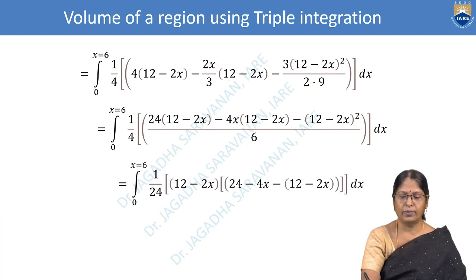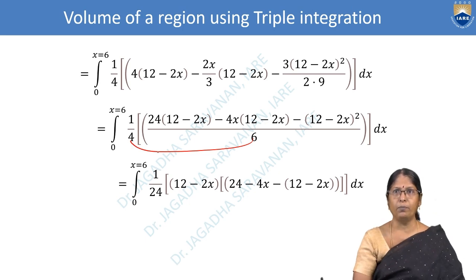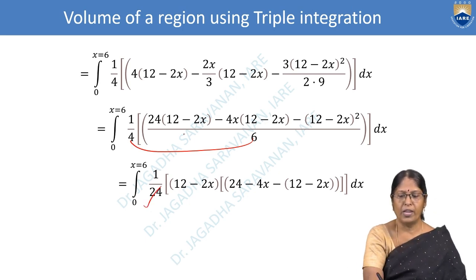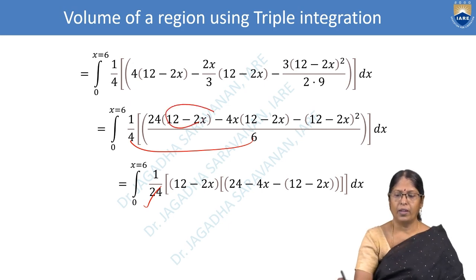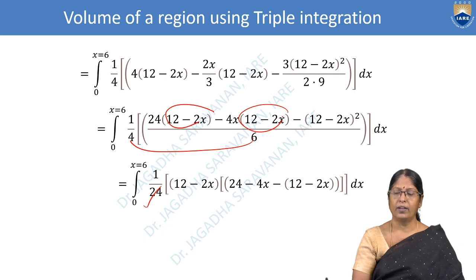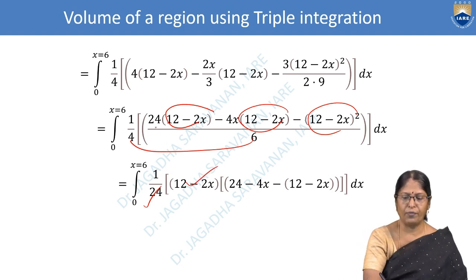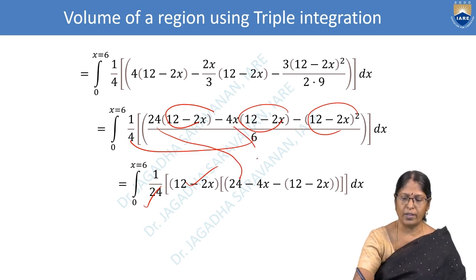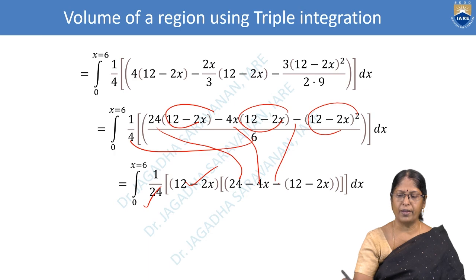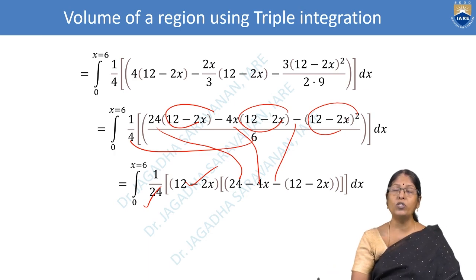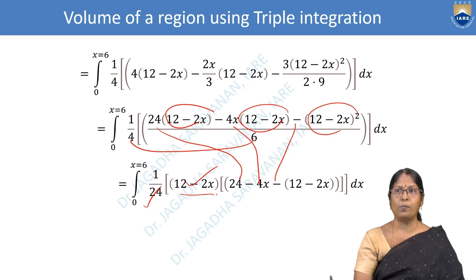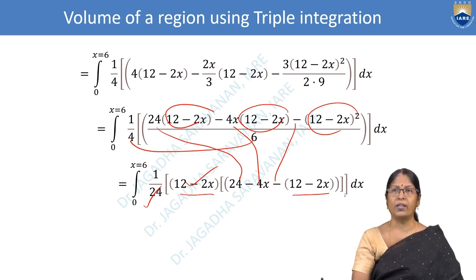Now the 6 and 4 put together have become 24. Here 12 minus x is there, here also 12 minus x is there, here 12 minus 2x, the whole square is there. But in all three terms 12 minus 2x is common. So we have taken 12 minus 2x outside. The leftover is 24, here minus 4x, here minus. 12 minus 2x, the whole square is there, so 1 has come out, and the leftover is 12 minus 2x.